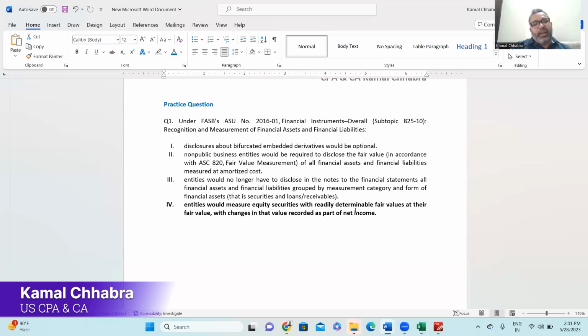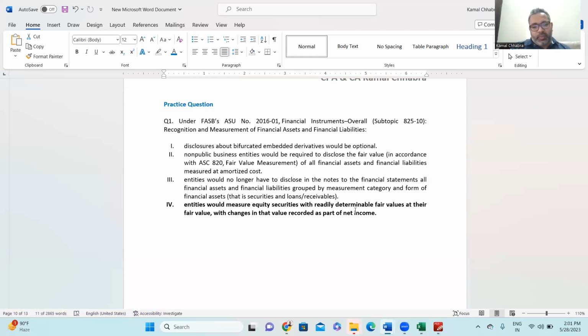Fourth, the entity would measure equity securities with readily determinable fair value at their fair value, with the change in that value recorded as a part of net income. So any change in the fair value will go to net income. Hence the fourth option is correct. Any doubt? Yes, sir.